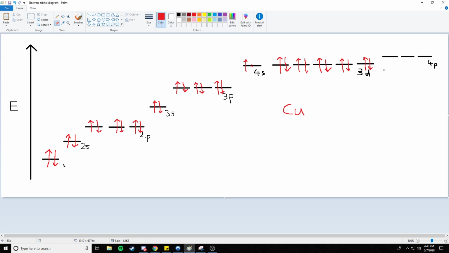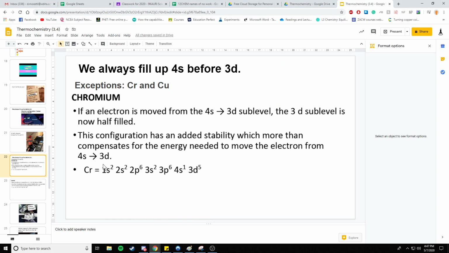So it completely fills up its 3D shell, and it has one electron in its 4s, again because it's lower in energy. So copper and chromium are the weird ones. They're the two exceptions to the rule of not filling up the 4s completely first, and then it does this. Okay? So, let's get back to here.